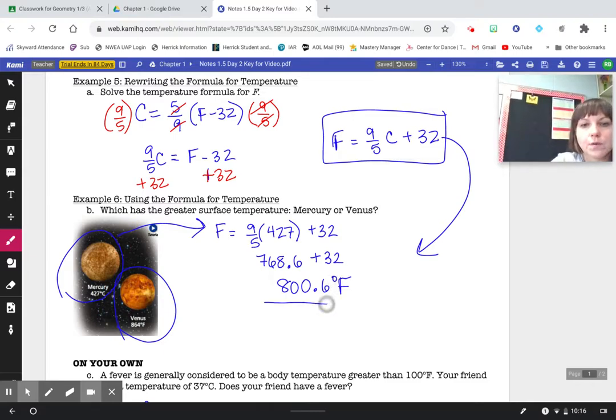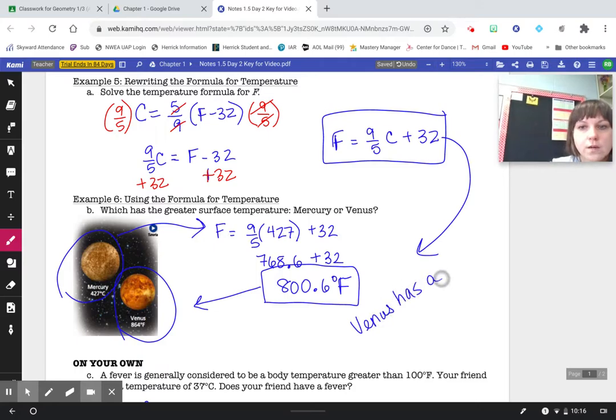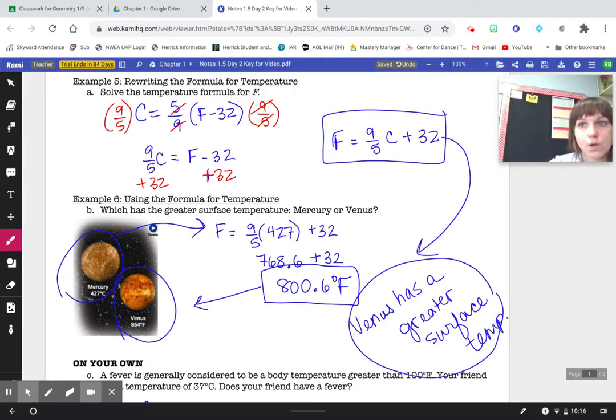I can now compare Mercury's temperature to Venus because they're both in Fahrenheit. And Venus ends up having a greater surface temperature. Okay, I would like you to pause the video and do the on your own part C. When you're done, unpause the video and check your answer.